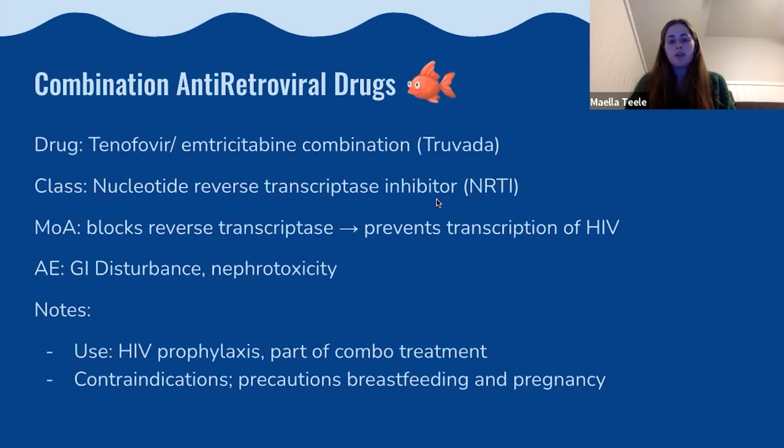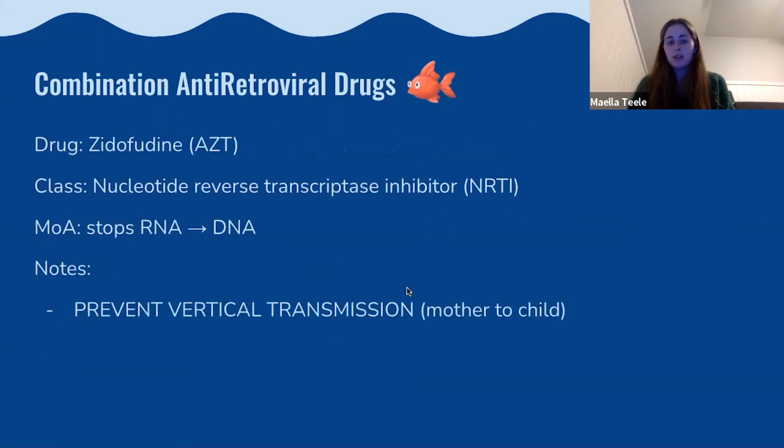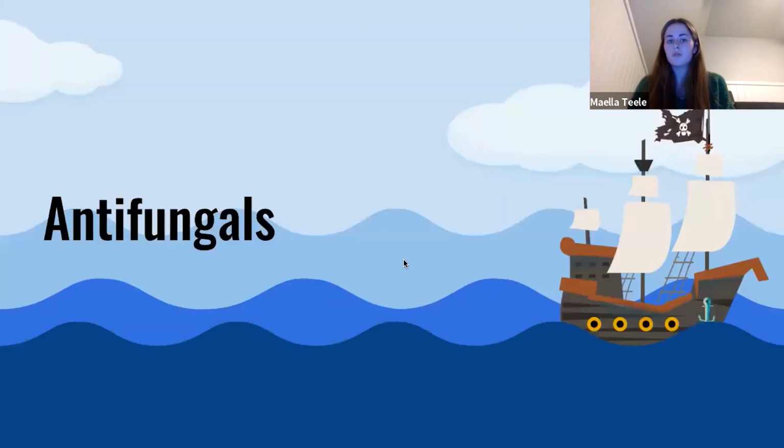In combination antiretroviral therapy, you also have tenofovir, an NRTI, which blocks reverse transcriptase and prevents the transcription of HIV. Again, it has some severe adverse effects, including nephrotoxicity, but it is also used as part of the combination treatment for HIV. Then you've got zidovudine, which is an NRTI used to prevent vertical transmission from mother to child. This is an important one to know, as it prevents HIV from being transmitted from mother to child.